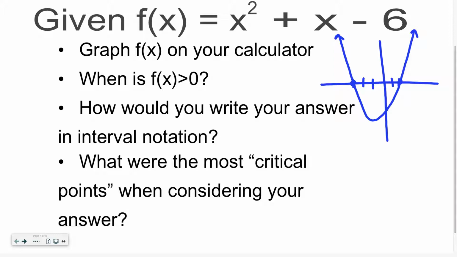All right, so let's talk about this. Devin, when would you describe f of x being greater than 0? Negative infinity to negative 3 and 2 to infinity. Would these be parentheses or brackets? Brackets.